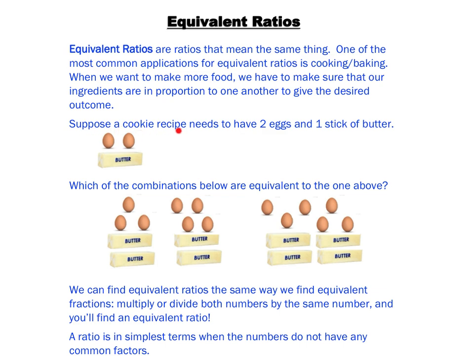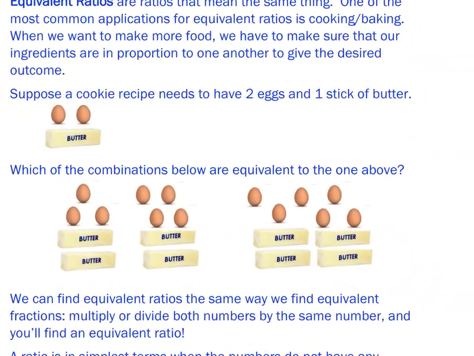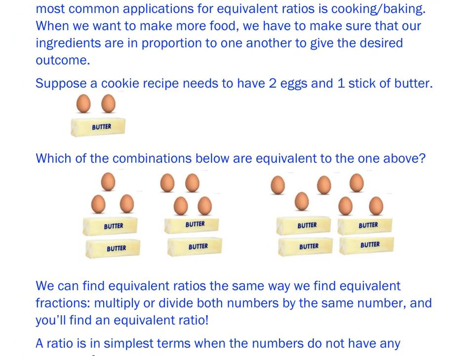Suppose a cookie recipe needs to have 2 eggs and a stick of butter. Okay, so it needs 2 eggs and a stick of butter. Which of the combinations below are equivalent to the one above? Is this one equivalent to the one above? Yes. No.